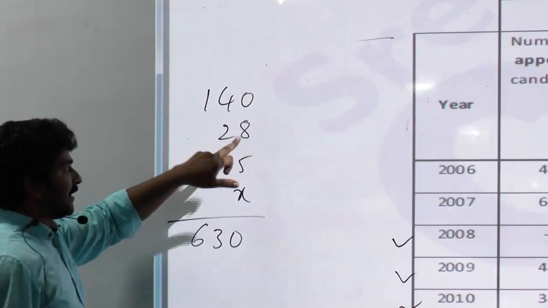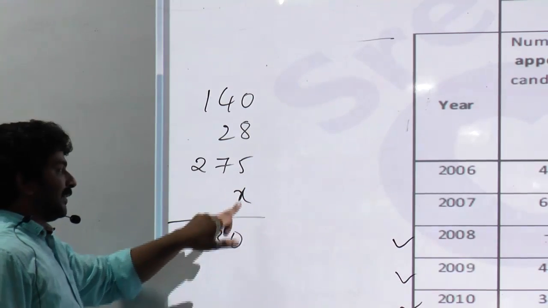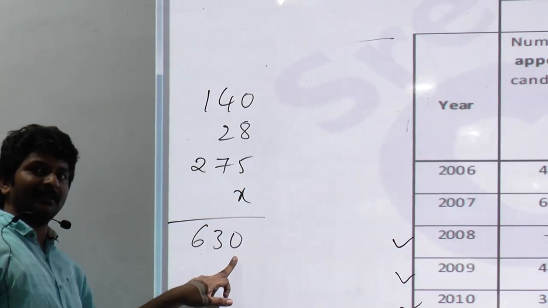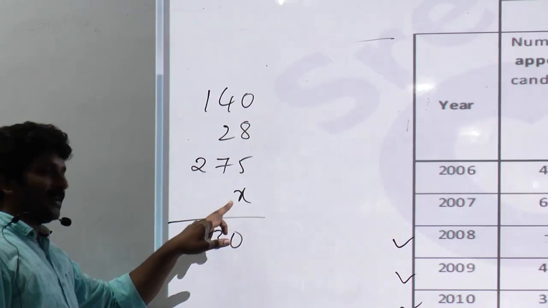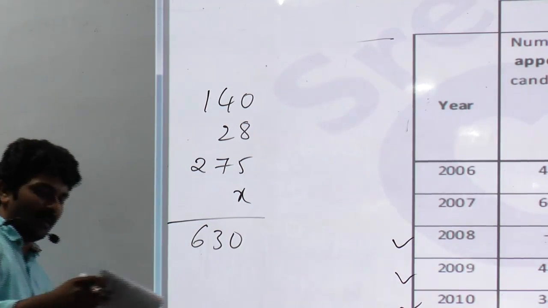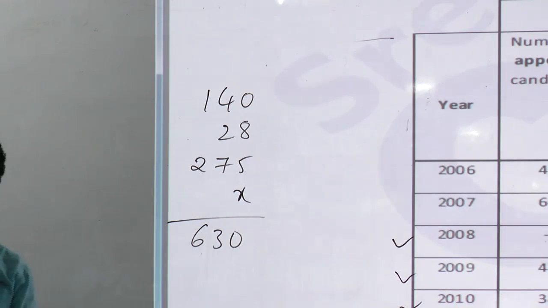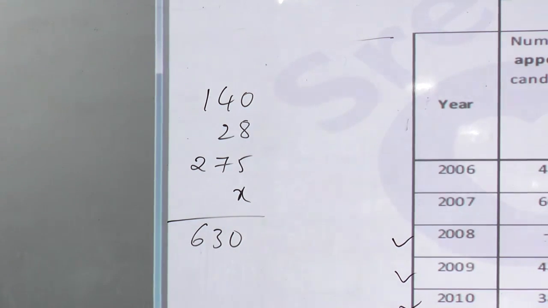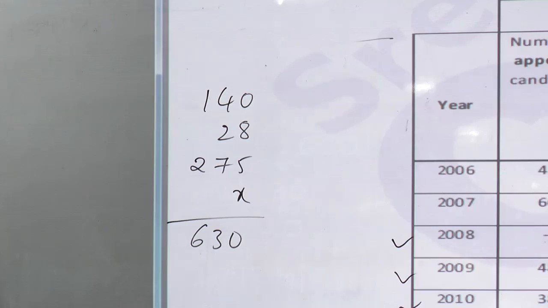Last digit verification. 8 plus 5? 13 plus 7 only ends with 0, right? Yes or no? 13 plus 7 ends with 0. So your answer should end with 7. How many are there? Only one, 187 final answer. Next 47. Number of appeared candidates.